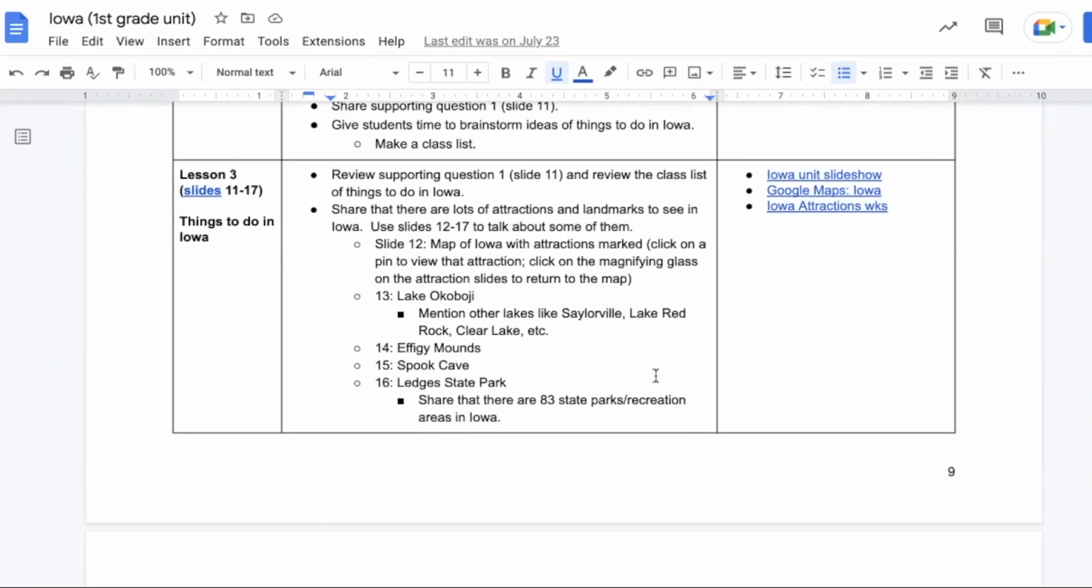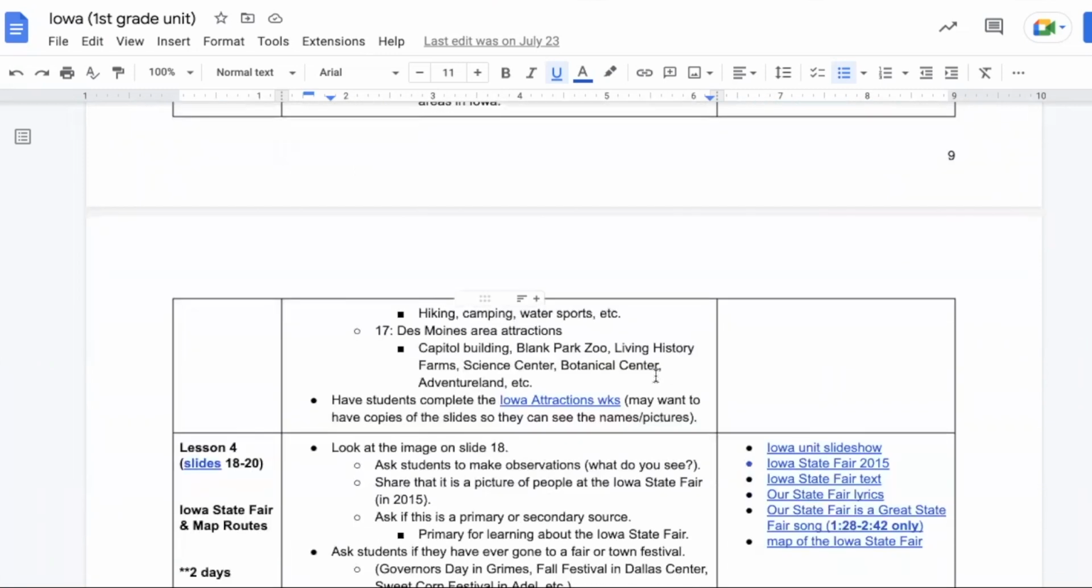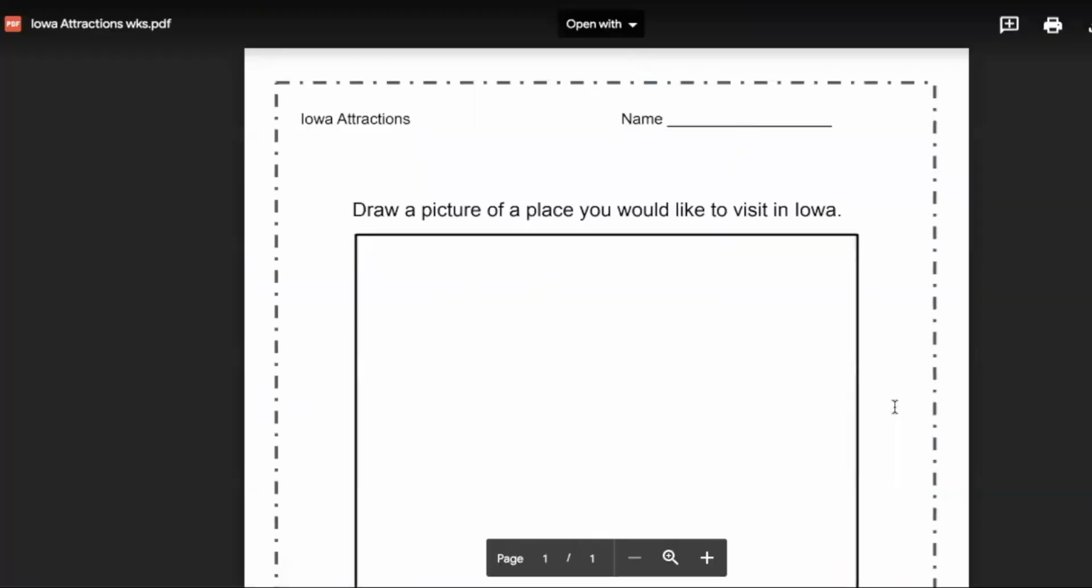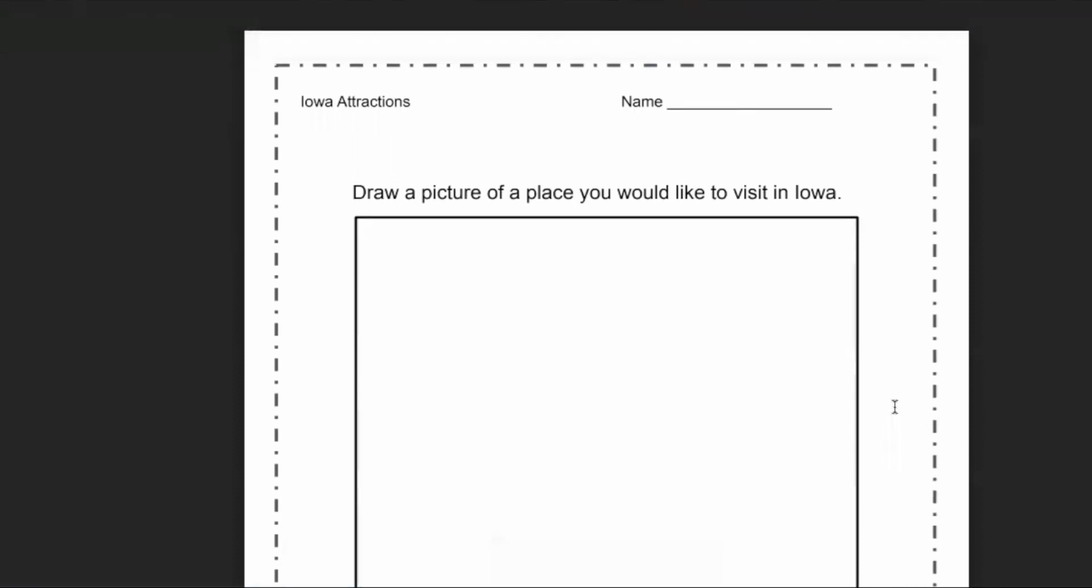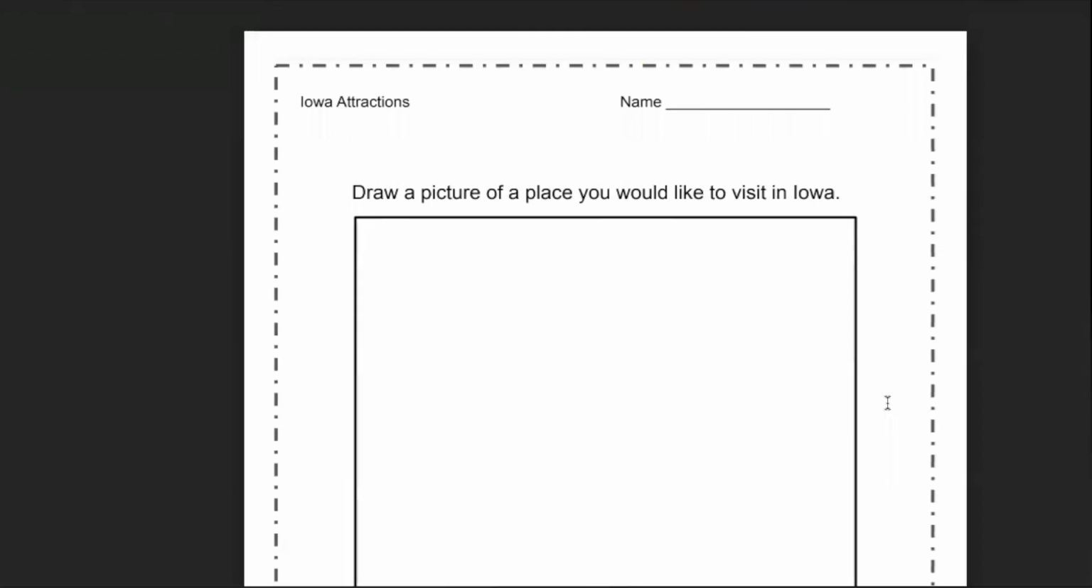Lesson 3 is all about the attractions of Iowa and the landmarks of Iowa. There are quite a few slides that you can use to take a look at different locations, such as Lake Okoboji, Effigy Mound, Spook Cave, Ledges State Park, and some of the main attractions in the Des Moines area, such as the Capitol, the zoo, etc. At the end of the lesson, students complete the Iowa attractions page. You might want to consider giving it to students earlier on so that they can pick something that they like and explore it more before they complete this worksheet.